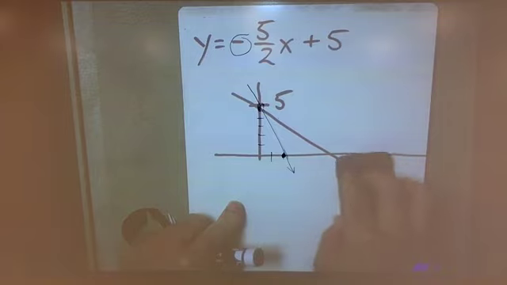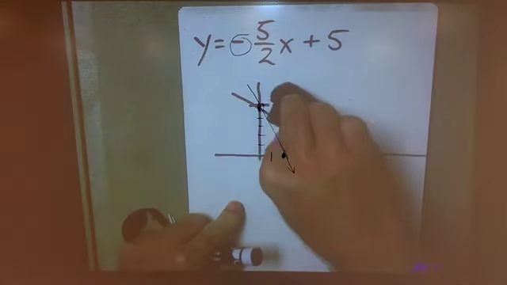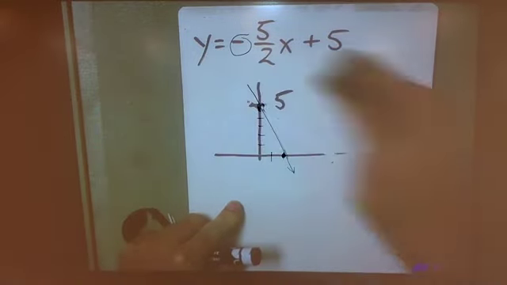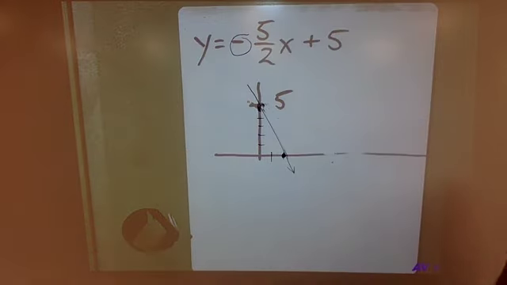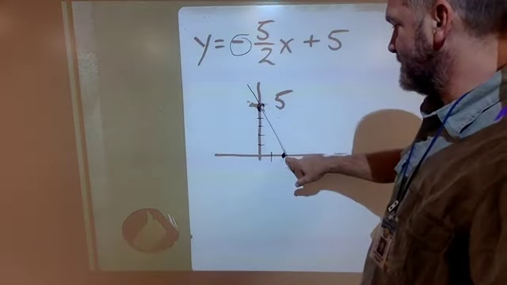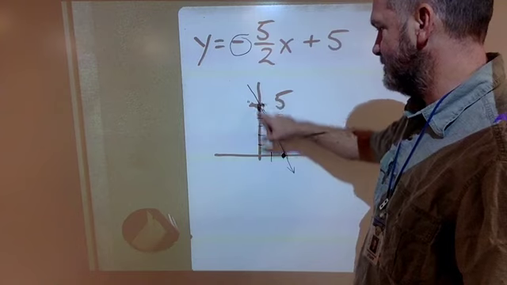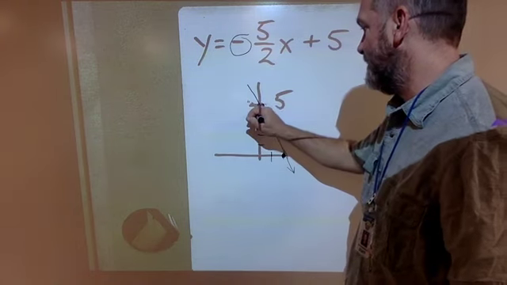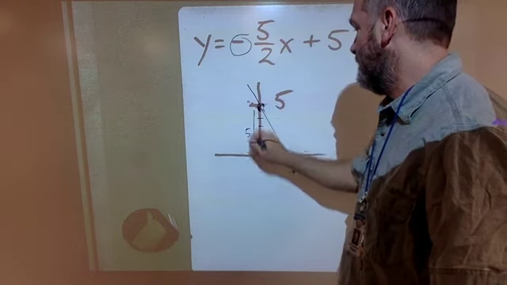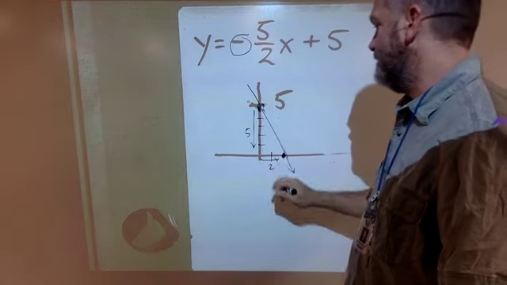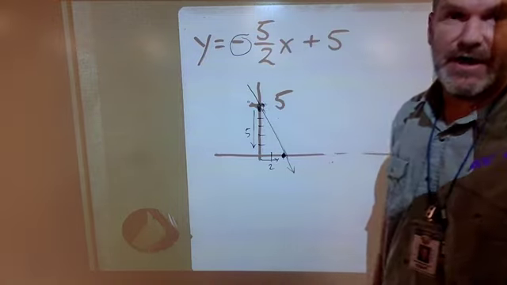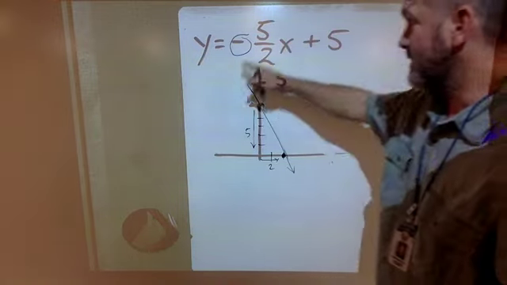All right, so that's what our line looks like. It's going down. It crosses the y-axis at 5. And then the next point is on the x-axis right here at 2 because it went down 5 and over 2. Down 5, over 2. 5 over 2. Rise over run. It's negative because the line's going down.